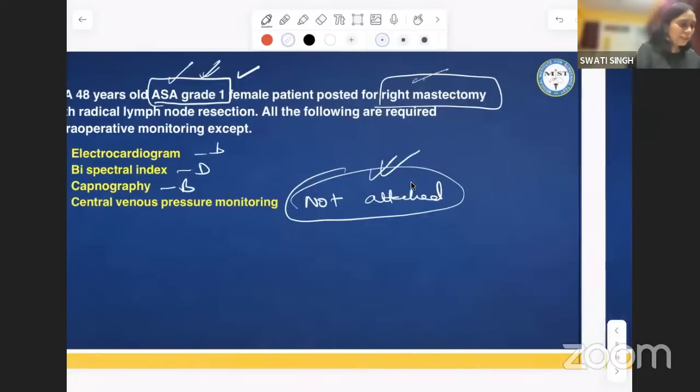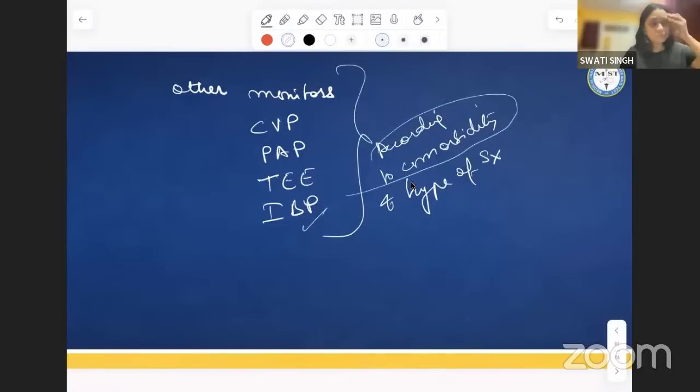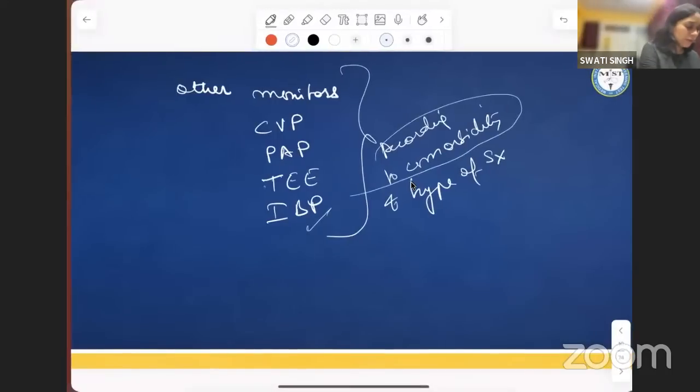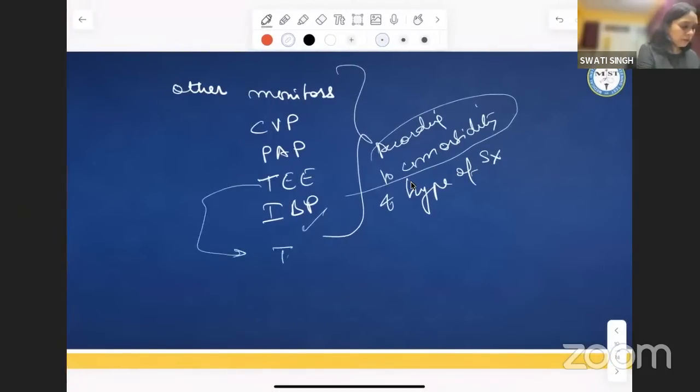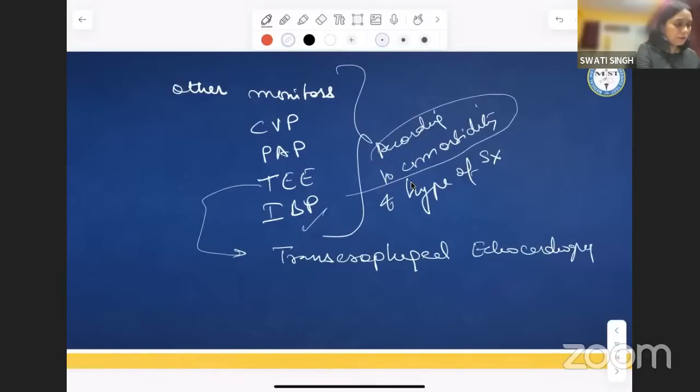Okay. And Wasim asked me, what is T, ma'am? T stands for transesophageal echocardiography, right, Wasim? Transesophageal echocardiography. Now, guys, only 2 things you have to remember about this monitor, which can be asked sometime.